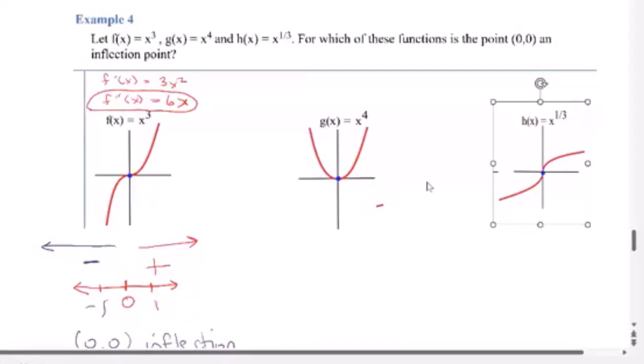All right, so now we have g prime of x. That's going to be 4x to the 3rd power. g double prime of x is going to equal 4 times 3, which is 12x squared. Okay, let's do our number line.